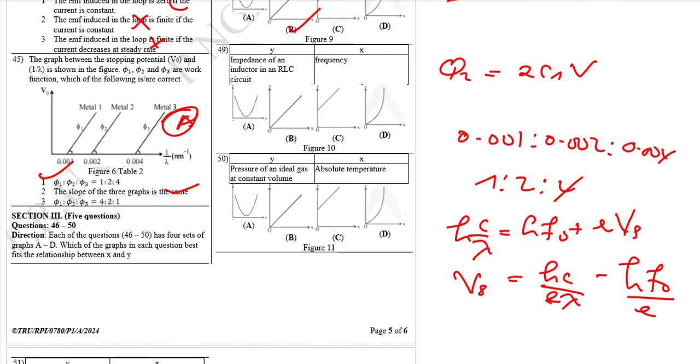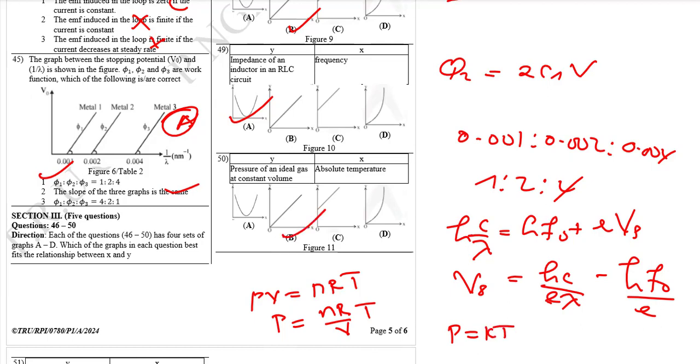Number 49. The impedance of an inductor in an RLC circuit versus frequency is A. Then the pressure of an ideal gas at constant volume versus absolute temperature. PV is equal to nRT. Since V is constant, P will be nR divided by V times T. So P will be equal to a certain constant times T. So it's a straight line graph passing through the origin, B.